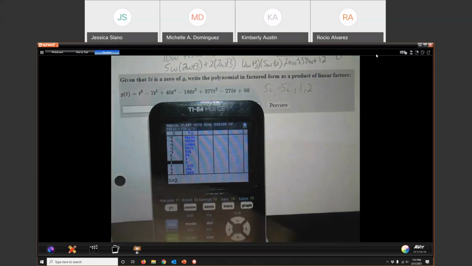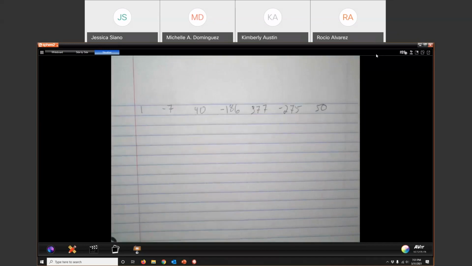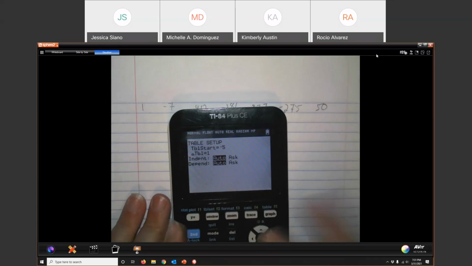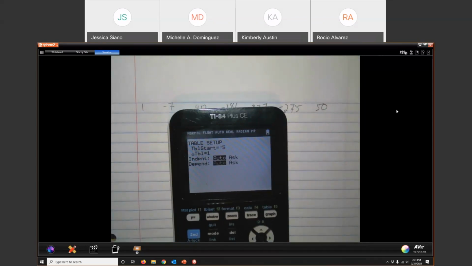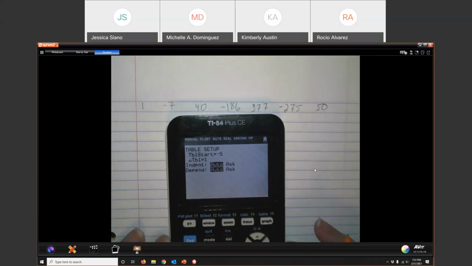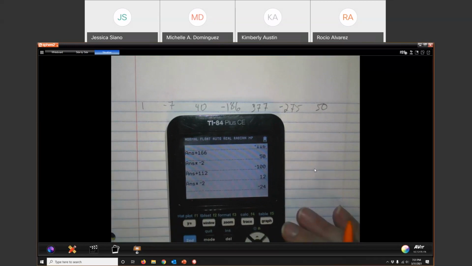I have a question. Where are you getting the numbers for the table? What do you mean? That's the table. That's the auto table. If your table's not coming up, go to second and then window and table set, and set your independent to auto. Sorry, I muted you because I was echoing. So go to second and then window to get to table set and change your independent to auto. That'll give you your table back if it's not there.